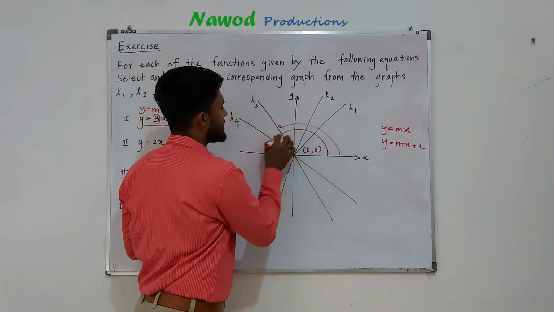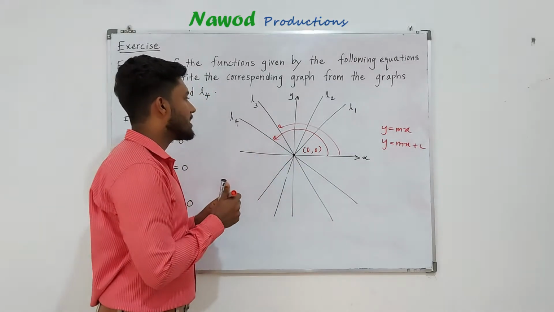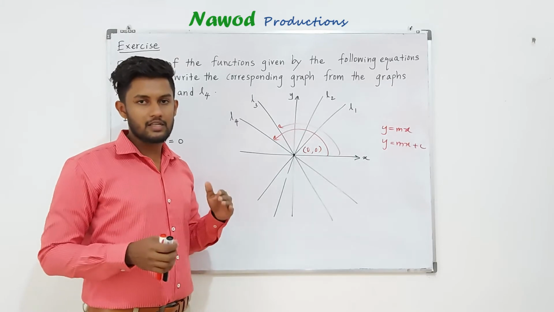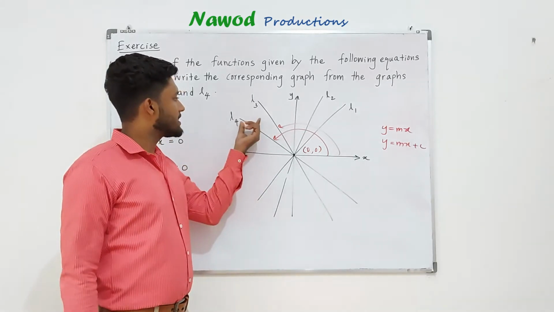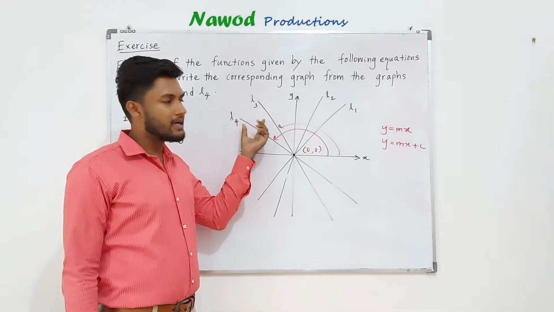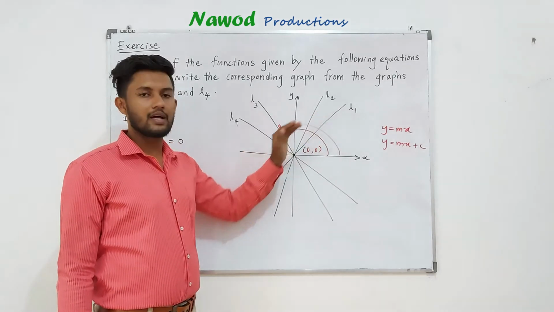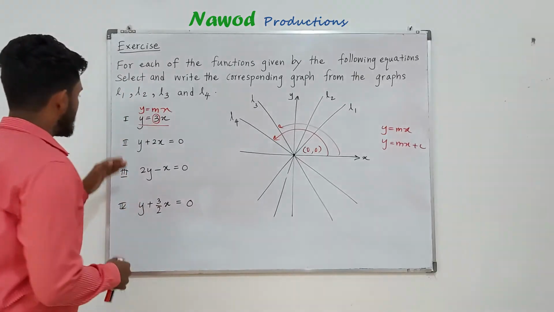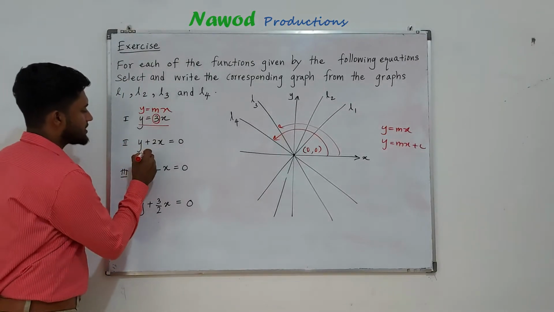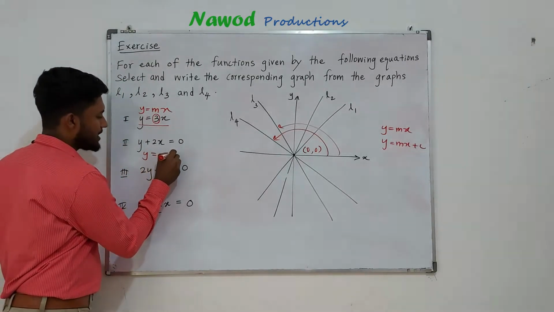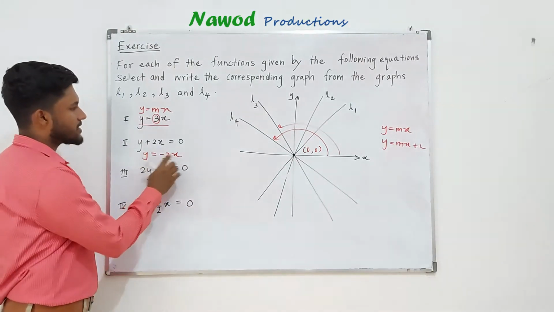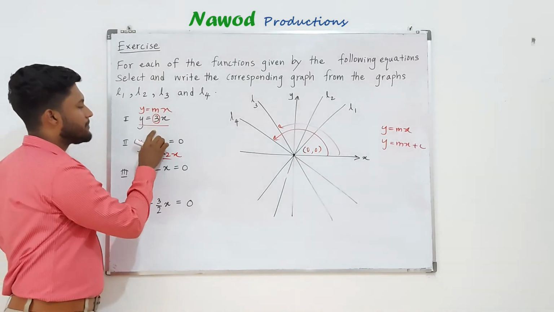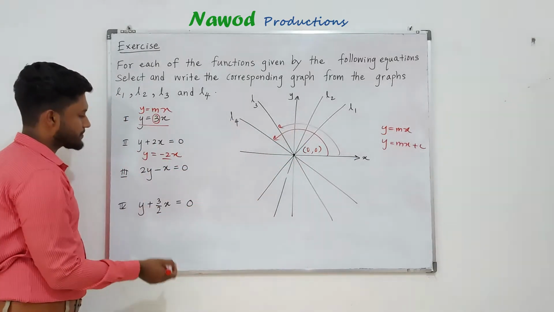Yes, here gradient is higher than this one. These two equations mean the gradient is a negative value. Here these two gradients are positive values. Yes, here we want to subject this one, y equal minus 2x. Then this equation may be L3 or L4. This equation may be L1 or L2.